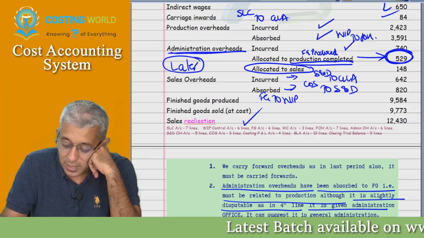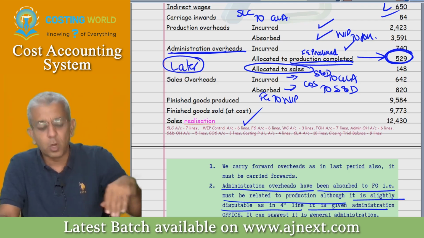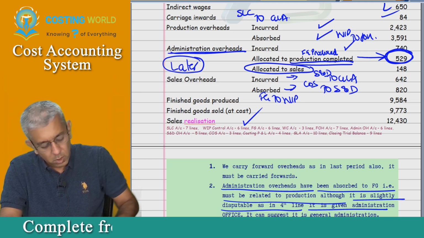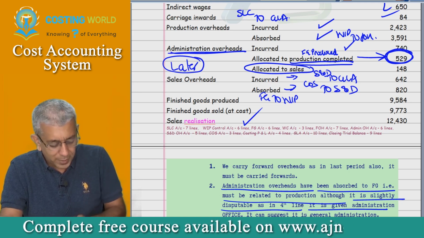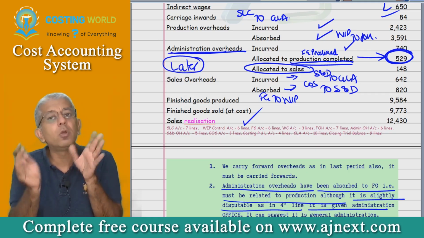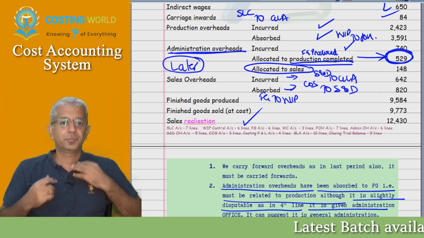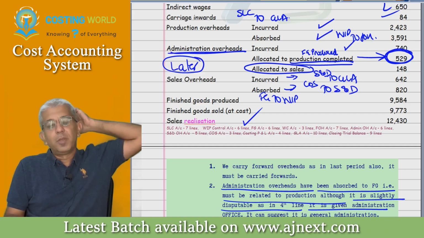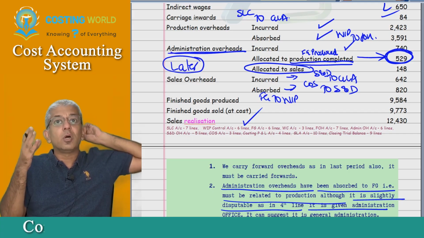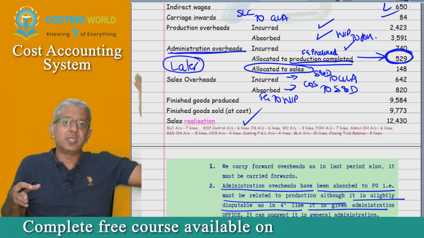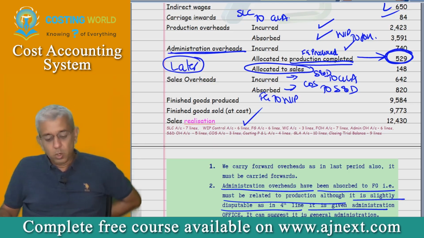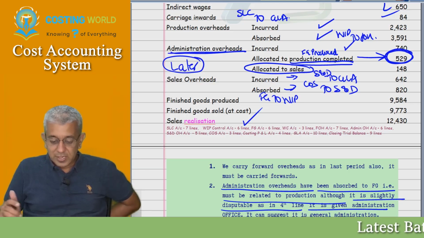Listen, in this question, is it told what to do about under or over absorption? Did you read the entire question? No. If it is not told, then what do you plan to do? You carry forward. How do you know you want to carry forward? Because in the opening trial balance also there are overheads. If there are overheads, it means in the last period also we must have carried forward. Is that okay? Okay, fine. We all will start.